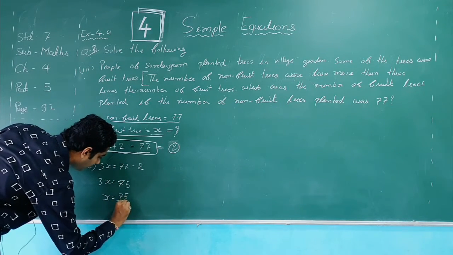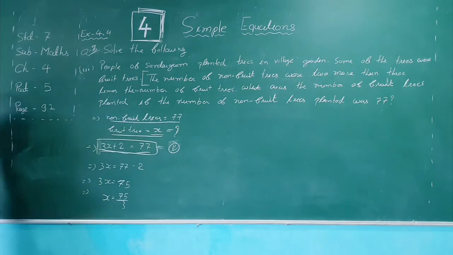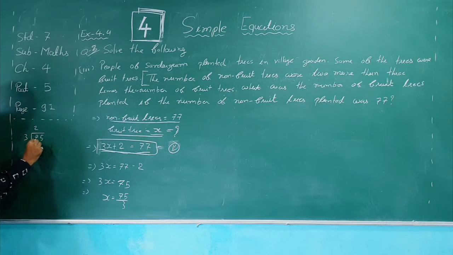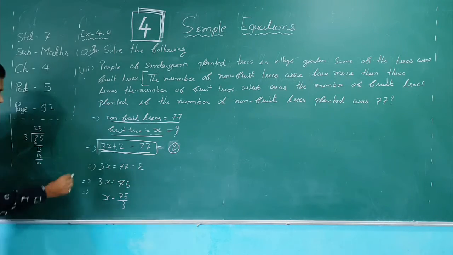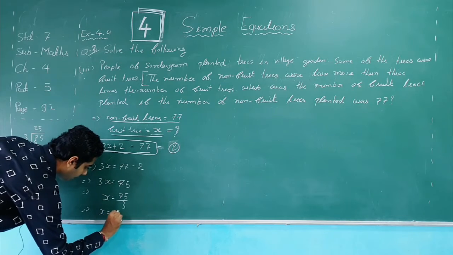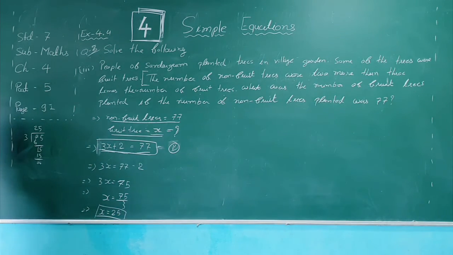So x is equal to 75 divided by 3. Now, does 75 come in 3's table? No. So what do we have to do? We have to divide it. 3 2s are 6, 1 left. 3 5s are 15. So 25 3s is 75. So x is equal to 25. So here is our answer. X is equal to 25.